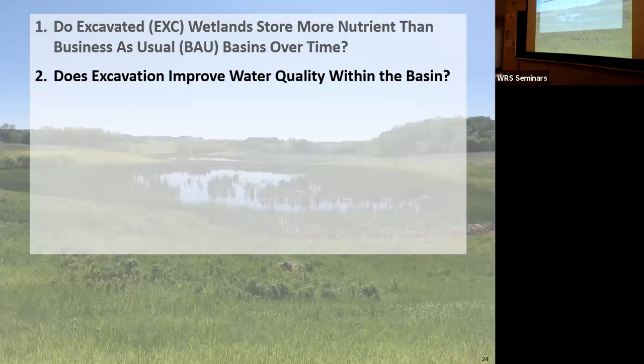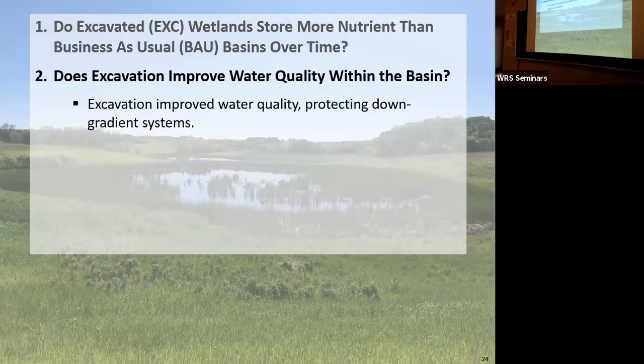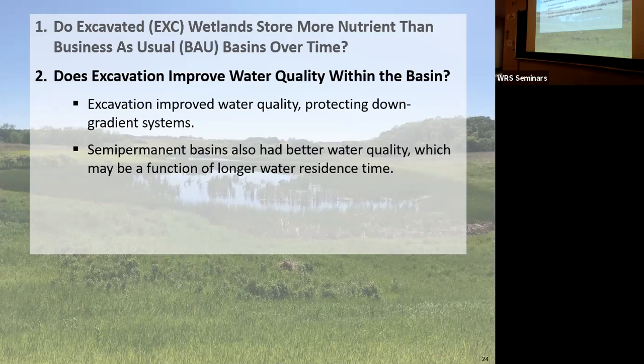Okay, we're so close to having this unified idea of what excavation does. So let's put it all together. In answer to our question about water quality and how excavation might be affecting that, we found that excavation definitely improved water quality. And that's an awesome thing because it protects downgradient systems. We also found that semi-permanent basins had better water quality. And that could be a function of the water residence time being higher.